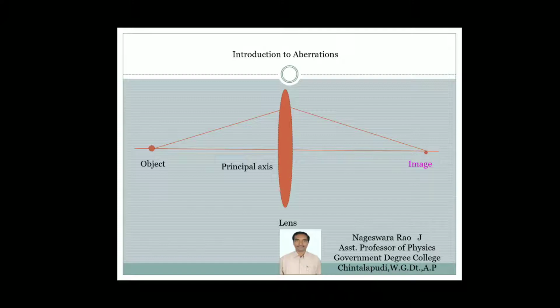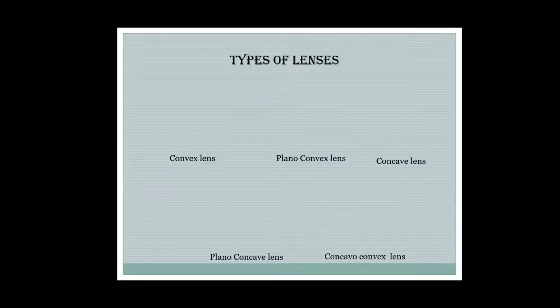But in actual practice, because of the light used and also the formation of the lenses, the image is not genuine. There are some defects we can observe in the images of objects formed by lenses. These defects are called aberrations. Now we will discuss these aberrations.